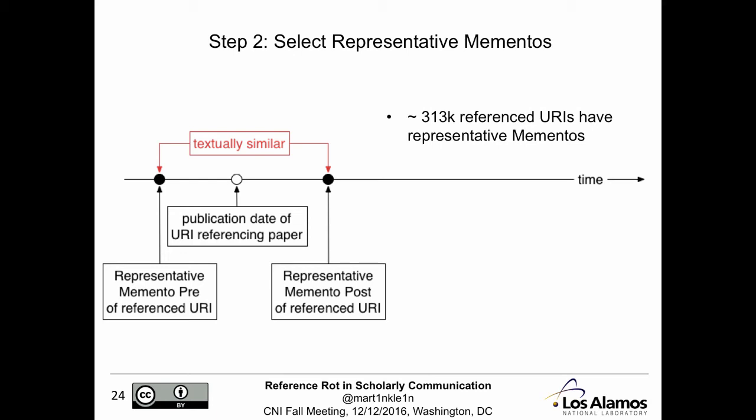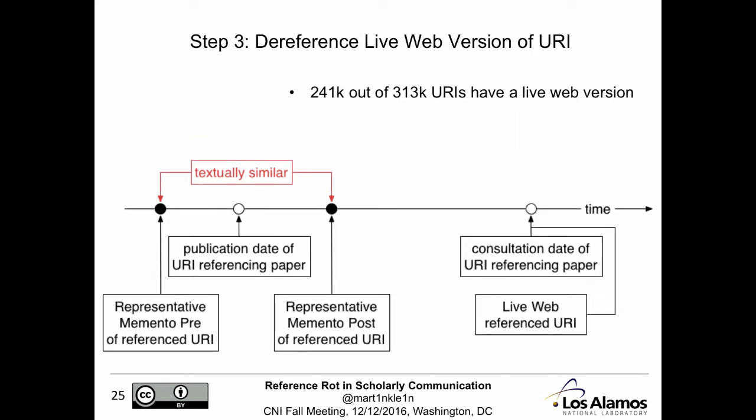Okay, so this is good because now we know with a level of confidence what the author intended to cite at the time of publication. How do we assess content drift? Well, we compare what we call the representative memento with the live version of that URI. Right? Makes sense because that's the time when we're actually consuming the paper, when you're reading it, when we're following the reference and dereferencing the URI that the author put into the paper.